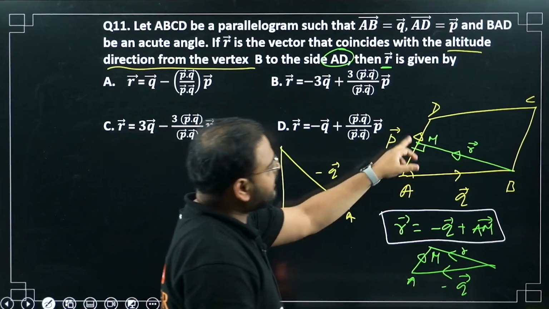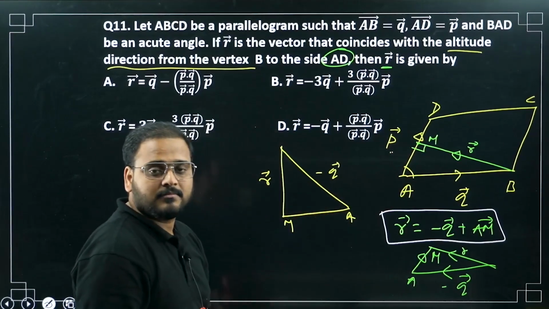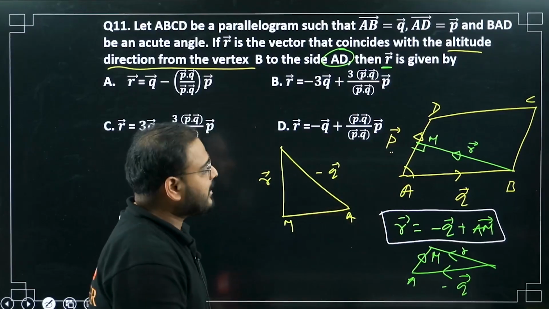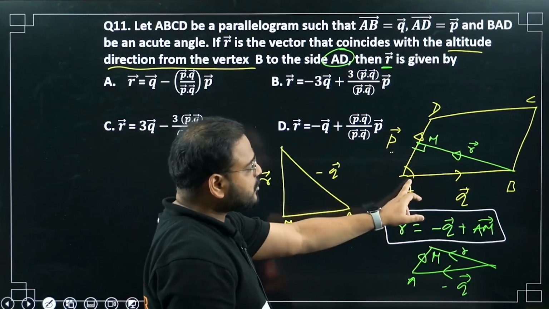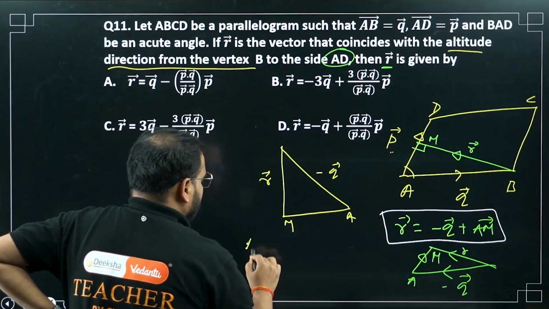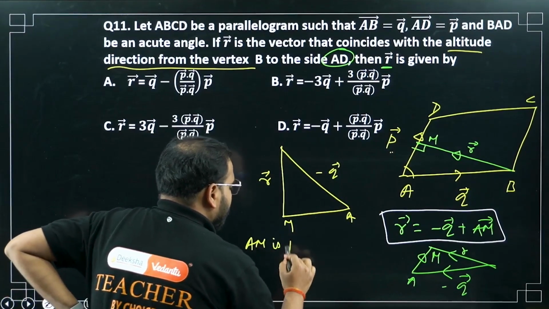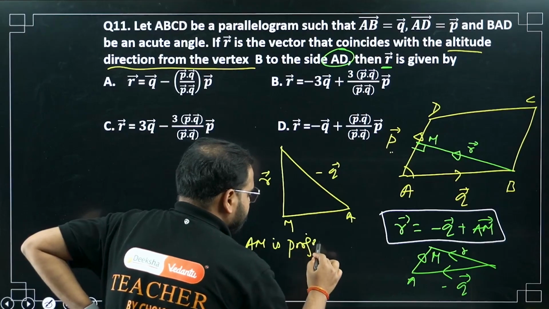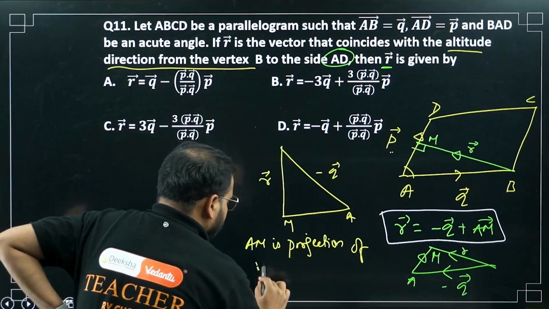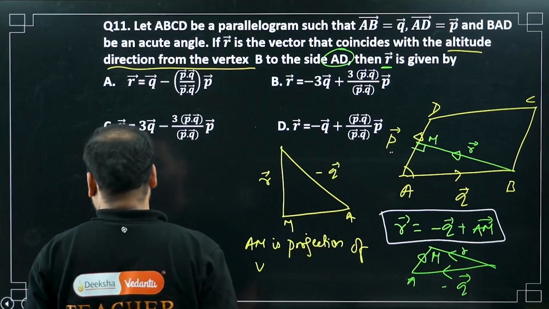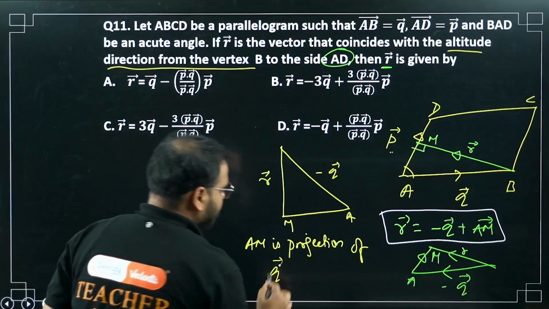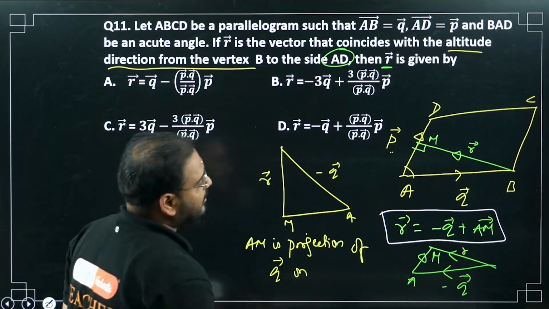And isn't am nothing but vector p? Check here. This line AD is what? Vector p, right? They have given here. So I can say am is nothing but the projection of the vector q on AD. I can write, am is the projection of q on AD.